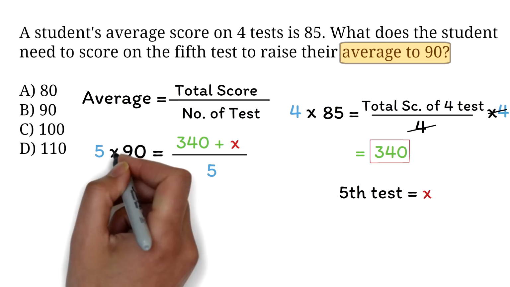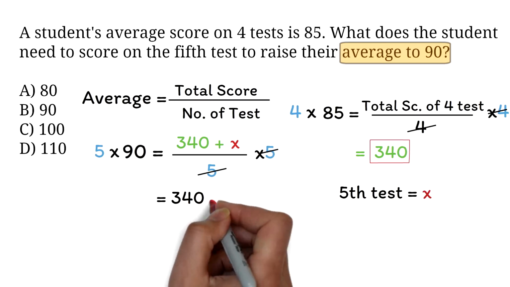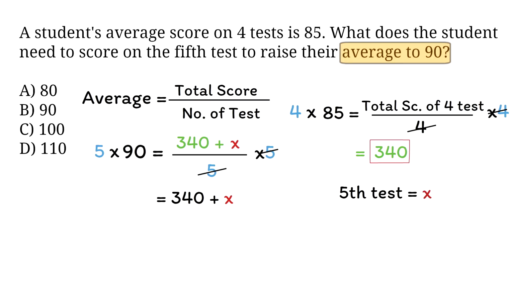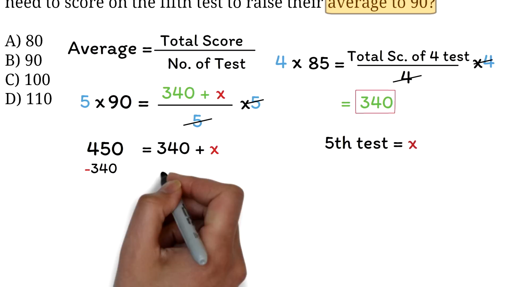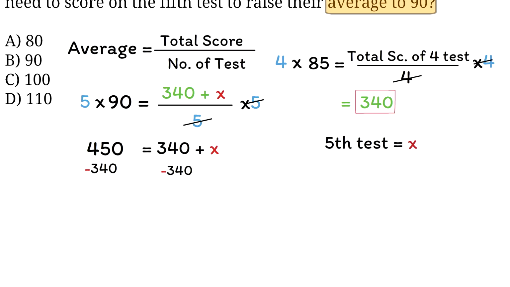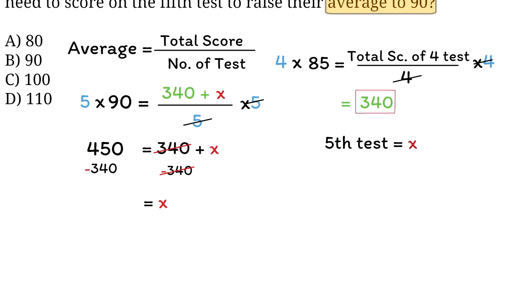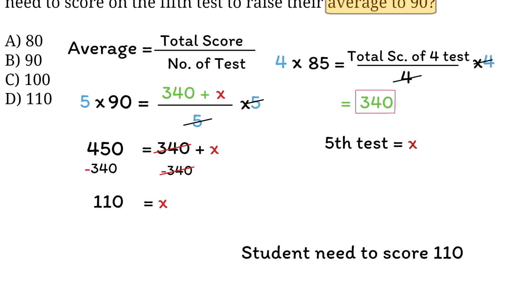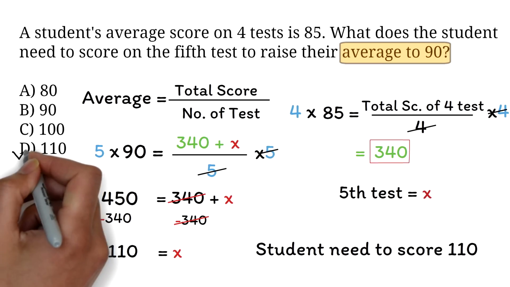Multiply both sides by the denominator, which is 5. 5 will cancel 5, leaving 340 plus x. When we multiply 90 by 5, we will get 450. To find x, we need to subtract 340 from both sides. When we subtract 340 from 340 plus x, negative 340 will cancel 340, leaving x. Again, when we subtract 340 from 450, we will get 110. Therefore, the student needs to score 110 on the 5th test to raise the average to 90. So the correct answer is D.